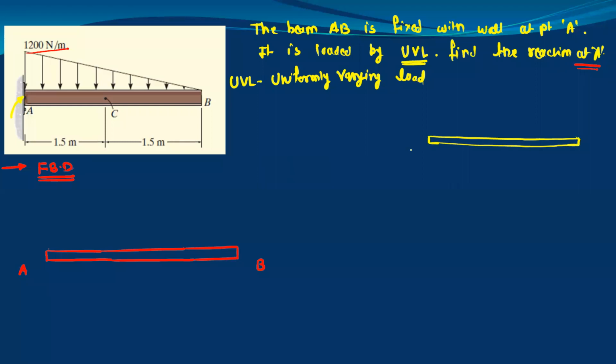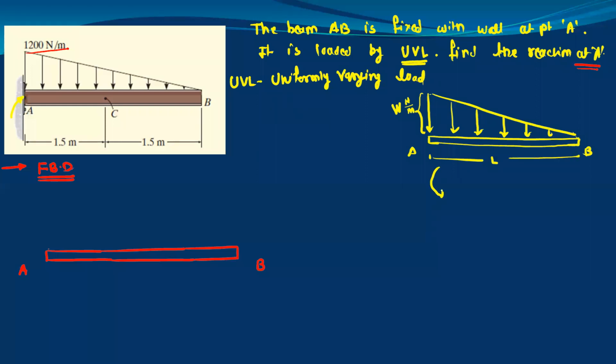So suppose we have one beam AB, and here we have the uniformly varying load like this. Here we have the height, this side of the triangle. So it looks like a triangle. This height is given as W, unit is Newton per meter. This total span is taken as L.